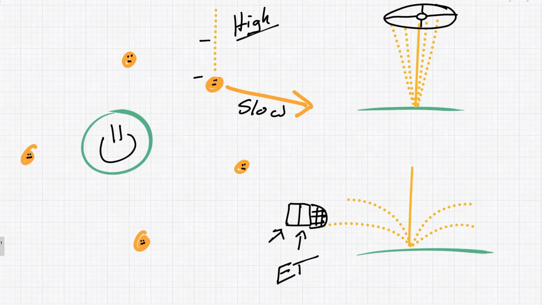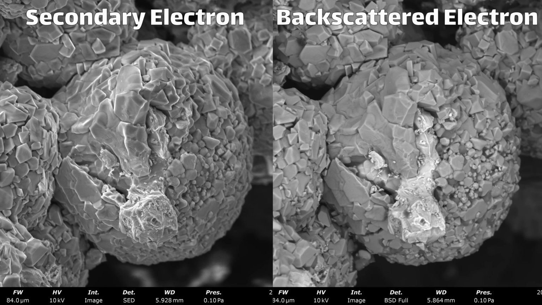And because these electrons are moving so slowly, if we put a big positive charge on this grid, it'll suck up all the electrons in the chamber that are just floating around with low energy. And a neat thing about these detectors, because these electrons have such low velocity, they can be emitted from the other side of the sample and still get picked up by the detector. And this is what gives secondary electron images a sort of three-dimensional quality to them.